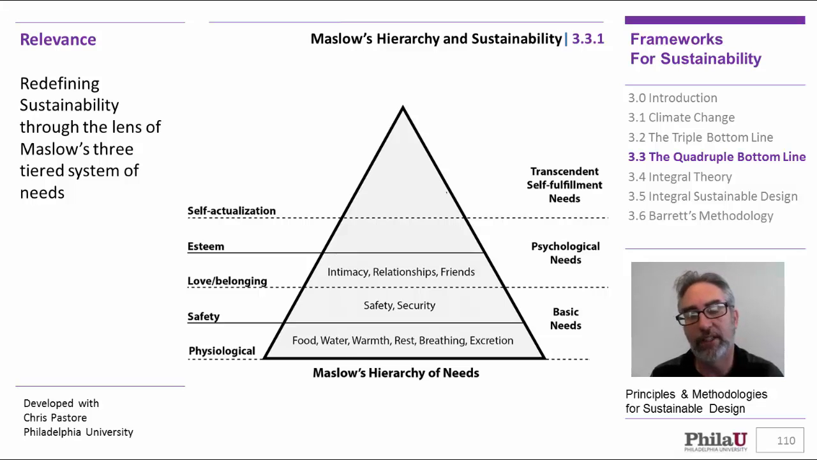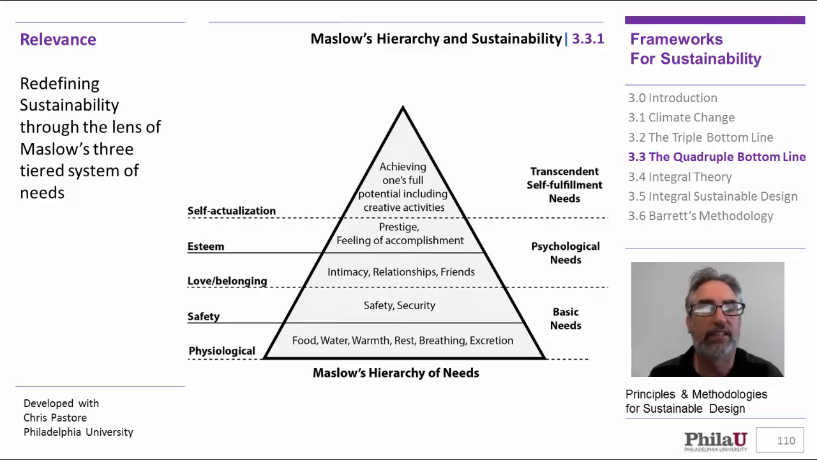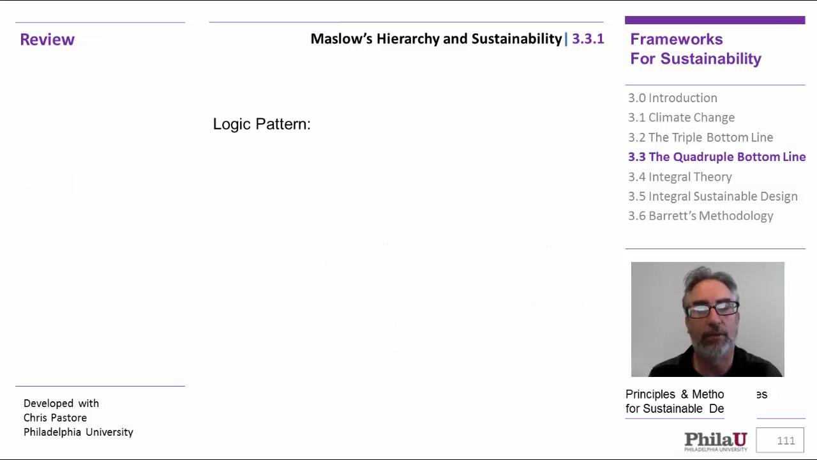Eventually, if those needs are met, you can start to explore intimacy, relationships, friends, etc. You start to build a social community that also builds you up. And eventually you get to a sense of feeling of accomplishment or prestige. And these are all, again, needs that must be met in order for us to go to transcendent self-fulfillment needs or achieving one's full potential, including creative activities. And that's what got us to thinking about this hierarchy, is that we were wondering how design could begin to be an element within sustainability that made sense. So let's take that a little further and see how that plays out.